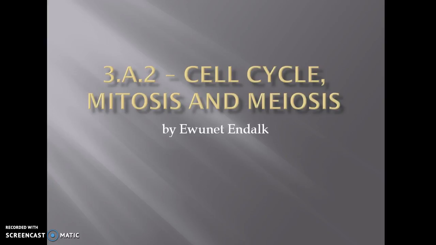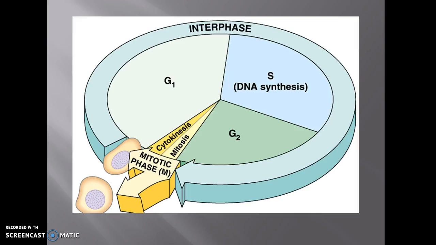Cell cycle, mitosis, and meiosis. The cell cycle is divided into two main phases, interphase and the M phase. Interphase takes up most of the cell cycle and is composed of three substages, the G1 phase, the S phase, and the G2 phase.